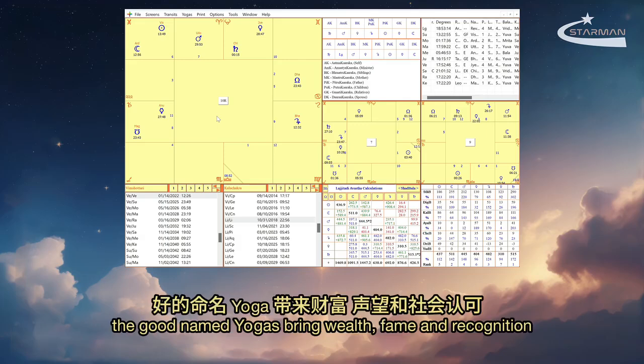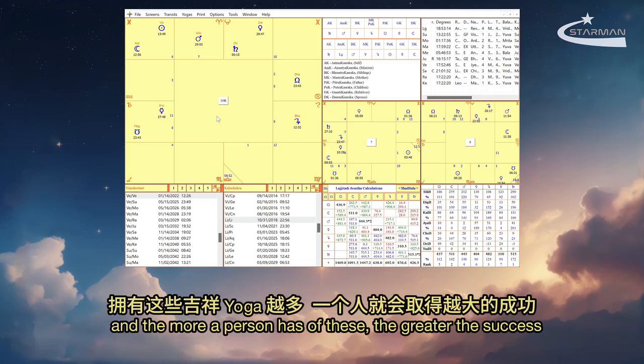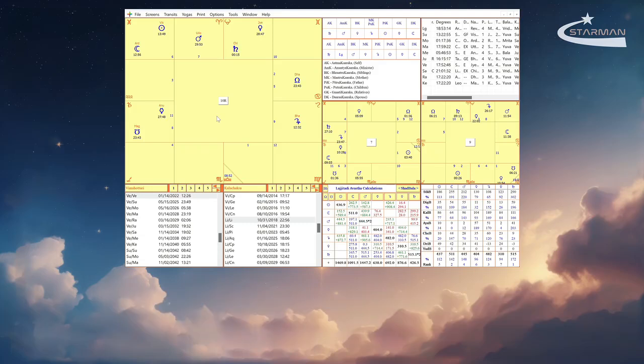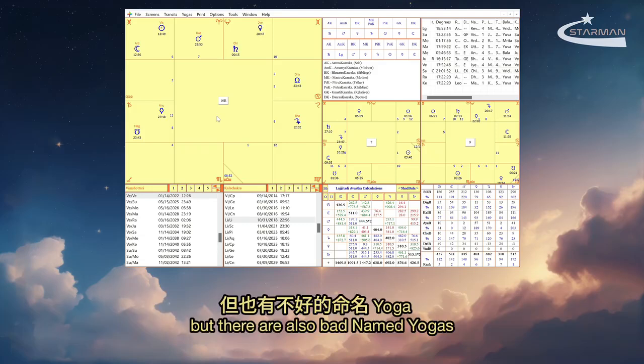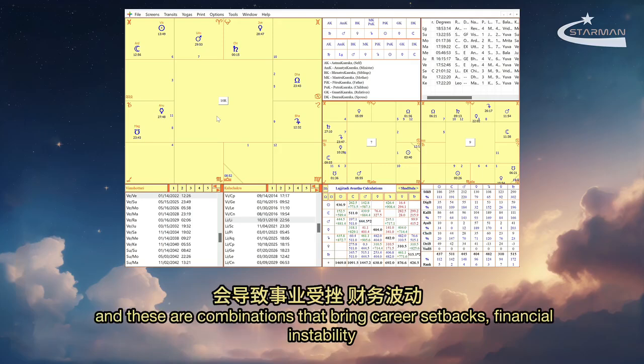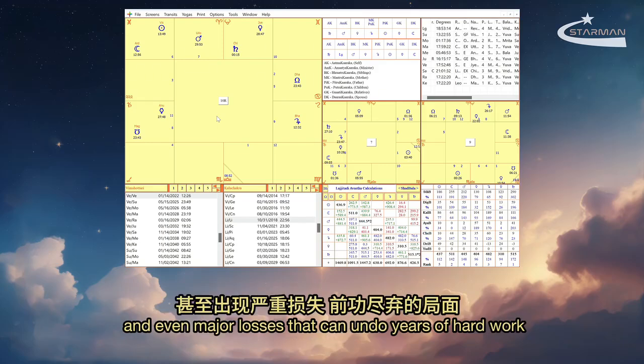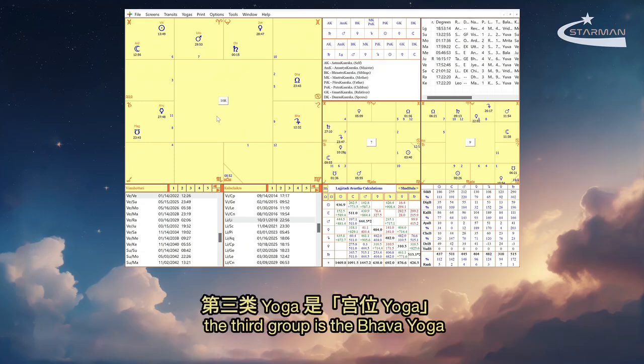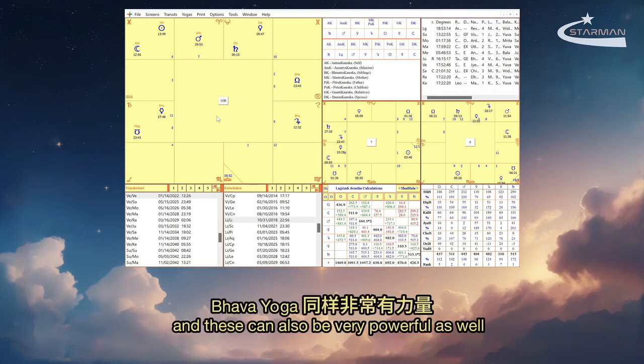Right? The good named yogas bring wealth, fame, and recognition. And the more a person has of these, the greater the success. But there are also bad named yogas, which are also known as the poverty yogas. And these are combinations that bring career setbacks, financial instability, and even major losses that can undo years of hard work.